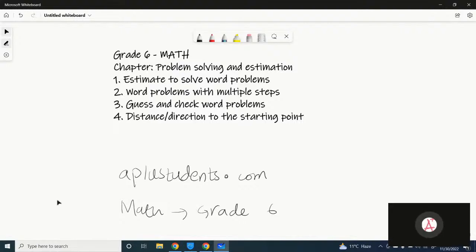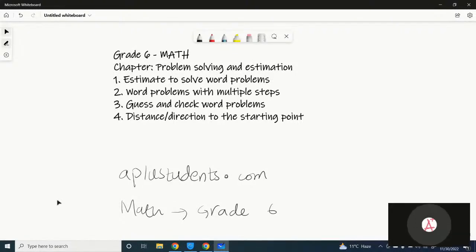And here is the list of the lessons we are going to cover today from the chapter problem solving and estimation. The lesson names are estimate to solve word problems with multi-steps, guess and check word problems, distance direction to the starting point. These are the lessons we are going to cover today. Got it? Okay, before starting the lesson, please make sure you have your notebook and pencil so that you can note down the important points and examples as well. Got it?